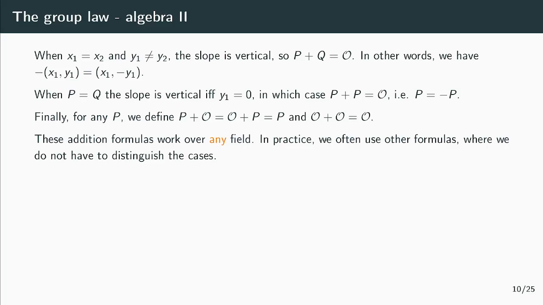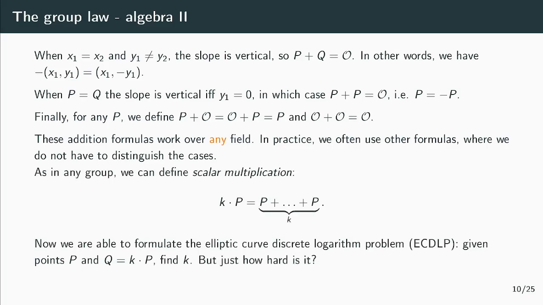And just like in any group, once we have addition, we can iterate it to obtain scalar multiplication. This gets us to the underlying problem of most of ECC, the discrete logarithm problem, namely, given points P and k times P, find k. But just how hard is this problem? Well, let's find out in the next video.